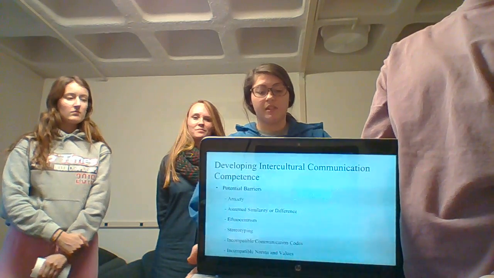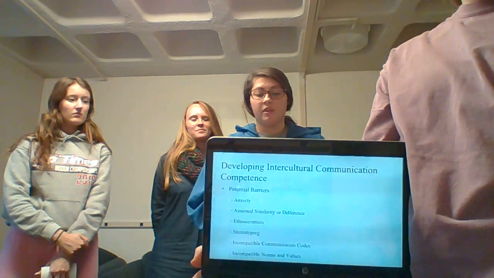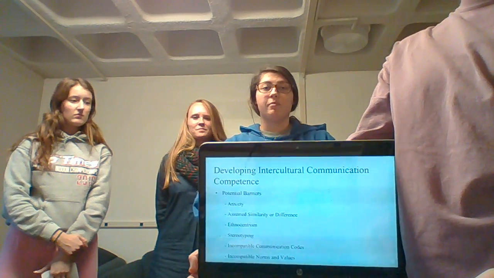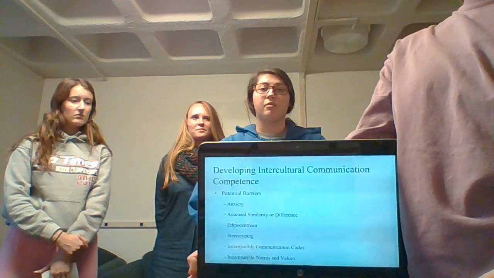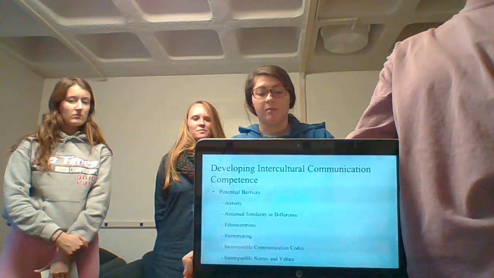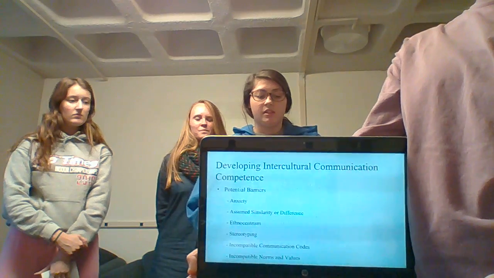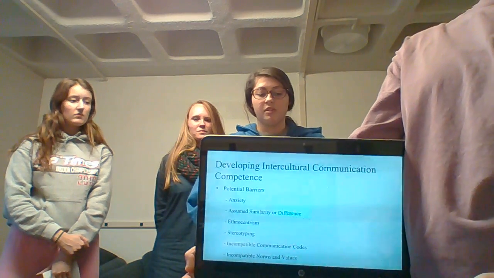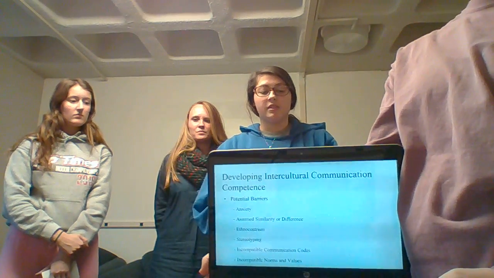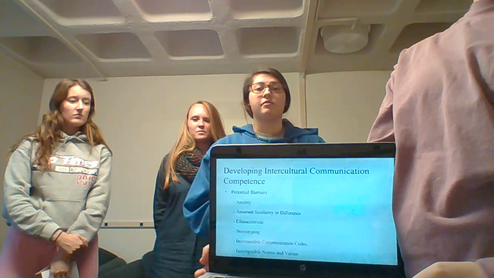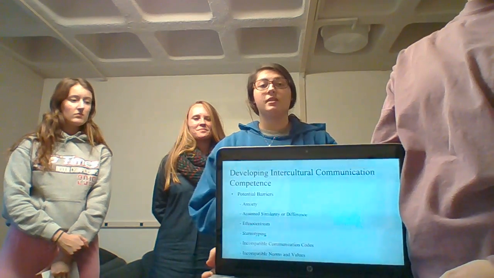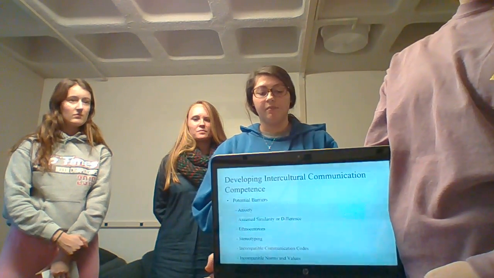Third is ethnocentrism. This is where one culture thinks they are superior to another's. The fourth is stereotyping. This is where you assume that every member in a group is the same. The fifth is incompatible communication codes. This is where groups come up with codes that are understood by co-cultures but not by outsiders. For example, Great Britain says lift, where in America we say elevator. Another example of this is some people say pop, others say soda.